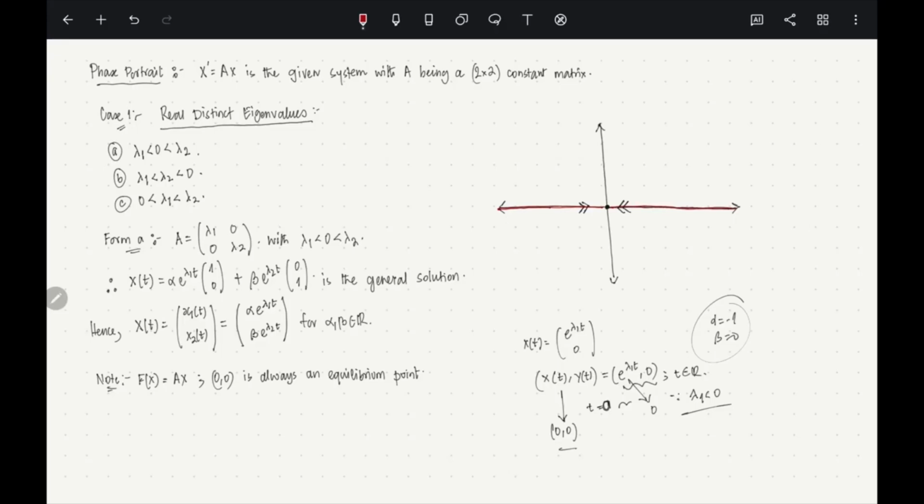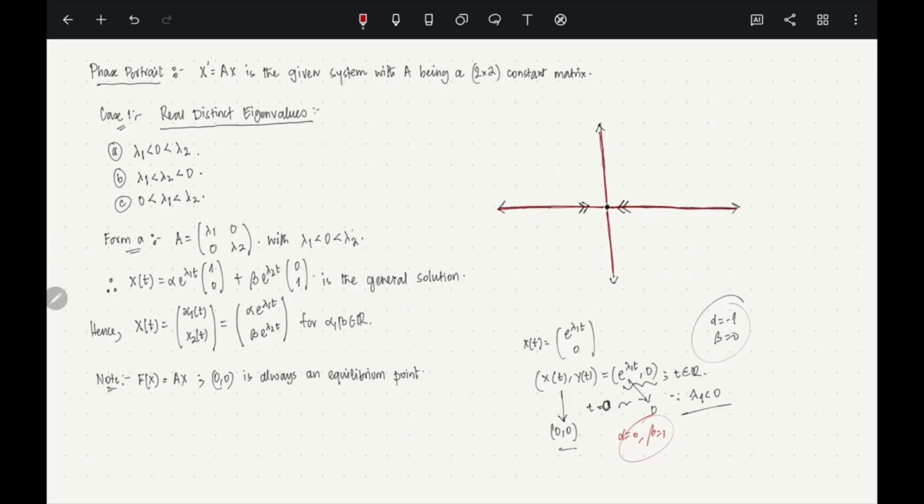Now similarly, if you are taking alpha equals 0 and beta equals 1, what happens is you have exactly a similar situation, but along the y-axis, right? You see, this is what is happening. And where is it converging? Again, the same. Now here lambda_2 is positive, right?